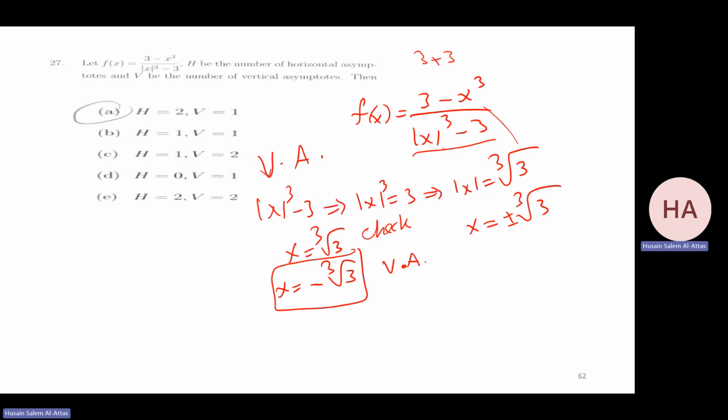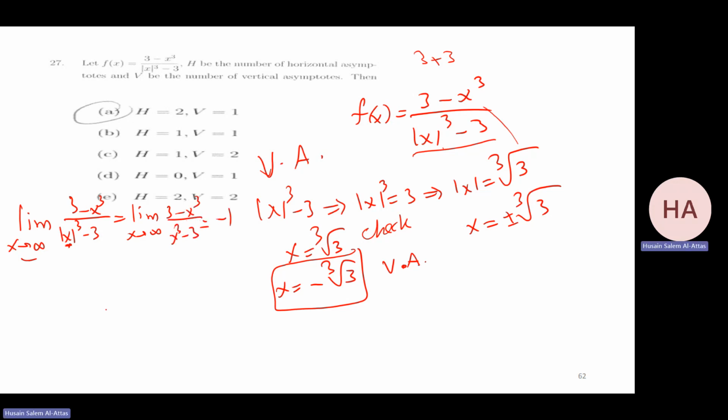Check it. Let me deal with the horizontal asymptote now, with the absolute value. Limit as x goes to infinity will also be easy: 3 minus x cubed over the absolute value of x cubed minus 3. Careful. As x goes to infinity, this is positive. That's the end of it. It becomes x cubed minus 3. So what is this limit?